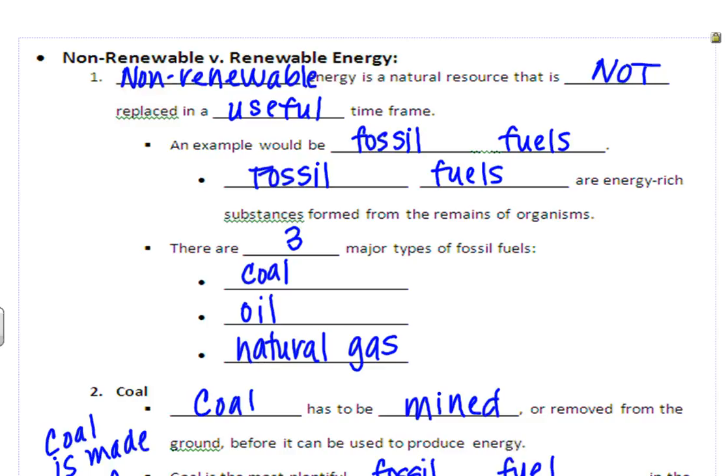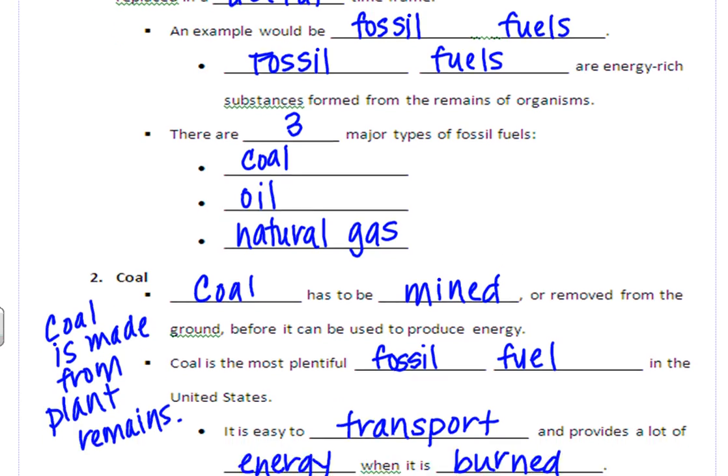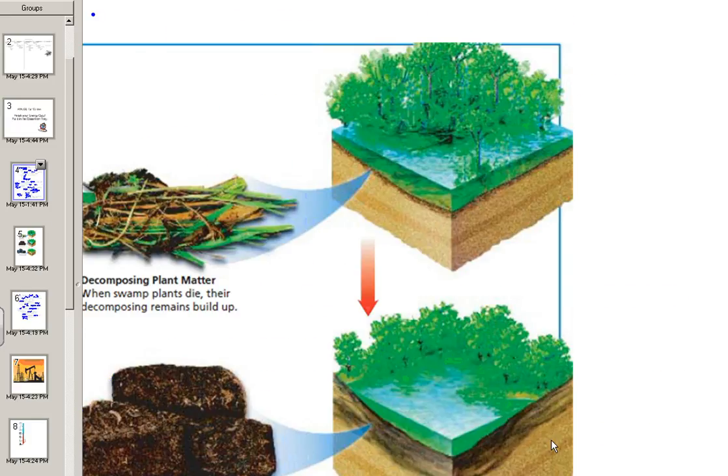And we talked about there's three different types of fossil fuels. So coal, oil, and natural gas were those three types of fossil fuels. We talked about how coal had to be mined for it to be able to use it to produce energy. And we also said that coal was made from plant remains. And we saw that diagram yesterday, how plant material decomposed, turned into peat, and then it eventually turned into coal as it was compressed.